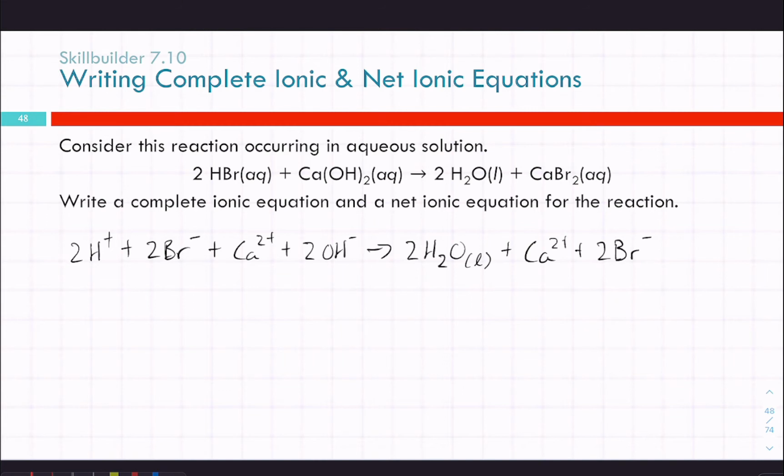Okay, so that's our complete ionic equation. Which of these are our spectator ions? The ones that are the same on both sides. So which are those? Bromide, yep, and calcium. Yeah, so bromides, and the calcium 2 plus stay the same on both sides.